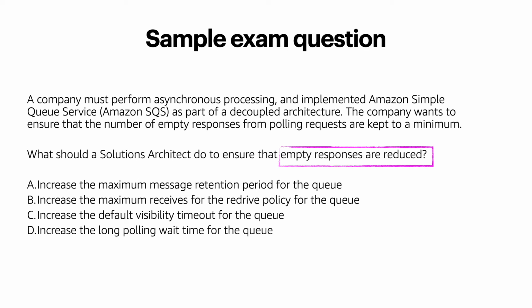When the wait time of the receive message action is greater than 0, long polling is in effect. The maximum long polling wait time is 20 seconds. So long polling helps reduce the cost of using Amazon SQS by eliminating the number of empty responses. So in this case, answer D is the correct answer.